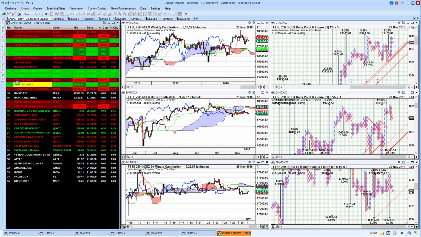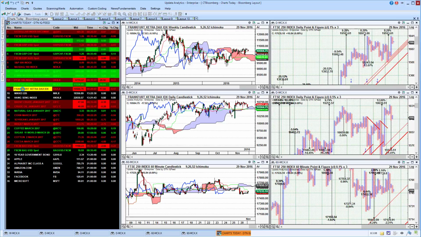The FTSE 250, just much the same picture. So again, the UK market is not looking great.